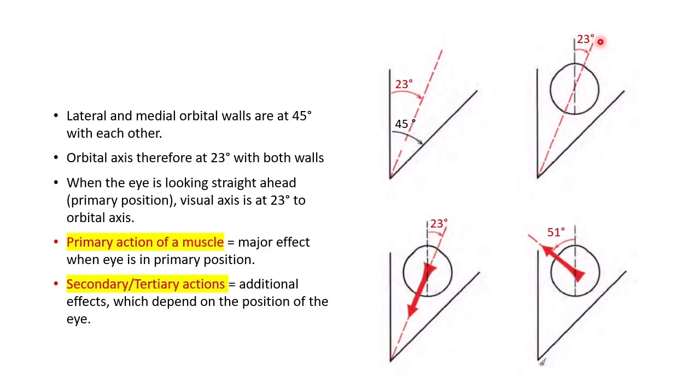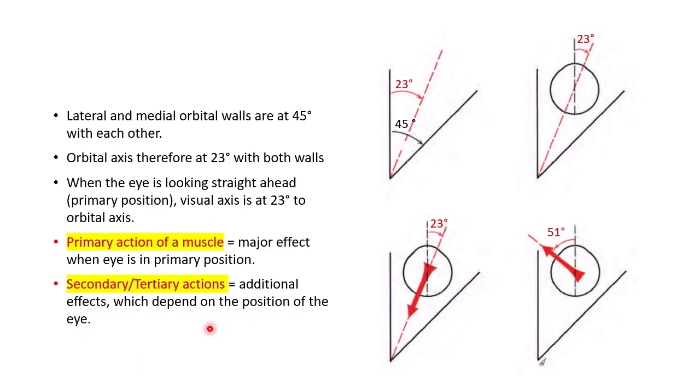We know that we have a little bit of exo, right? So this is the visual axis, 23 degrees. This is the orbital axis. Okay. Normally this 23-degree angle difference is there in all of our eyes when we are in the primary position, right? So the primary action of a muscle is the major effect when the eye is in primary position. This is the primary position. The primary position is when the eye is looking straight ahead and in which the visual axis is at 23 degrees to the orbital or anatomical or geometrical axis.